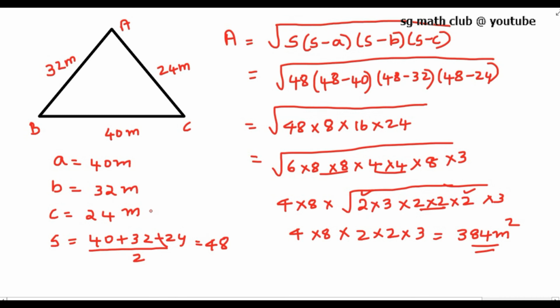We can use it even for an isosceles triangle also. We can use Heron's formula to find out the area of the triangle.